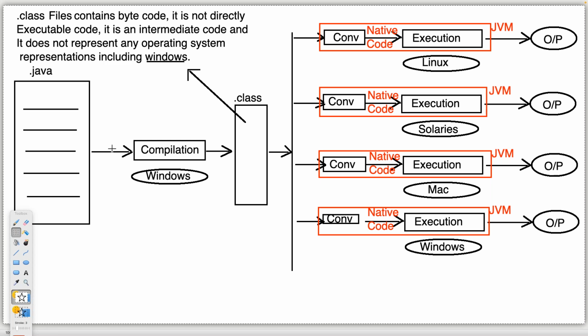Why? Because, listen carefully, Java is a platform independent programming language because of JVMs only. But the JVM is platform dependent. First JVM is Linux based JVM. Second JVM is Solaris based JVM. Third one is Mac JVM. Fourth one is Windows JVM. Now tell me, how many JVMs have we used? 4 JVMs. Not a single JVM. Overall, 4 JVMs we have used.